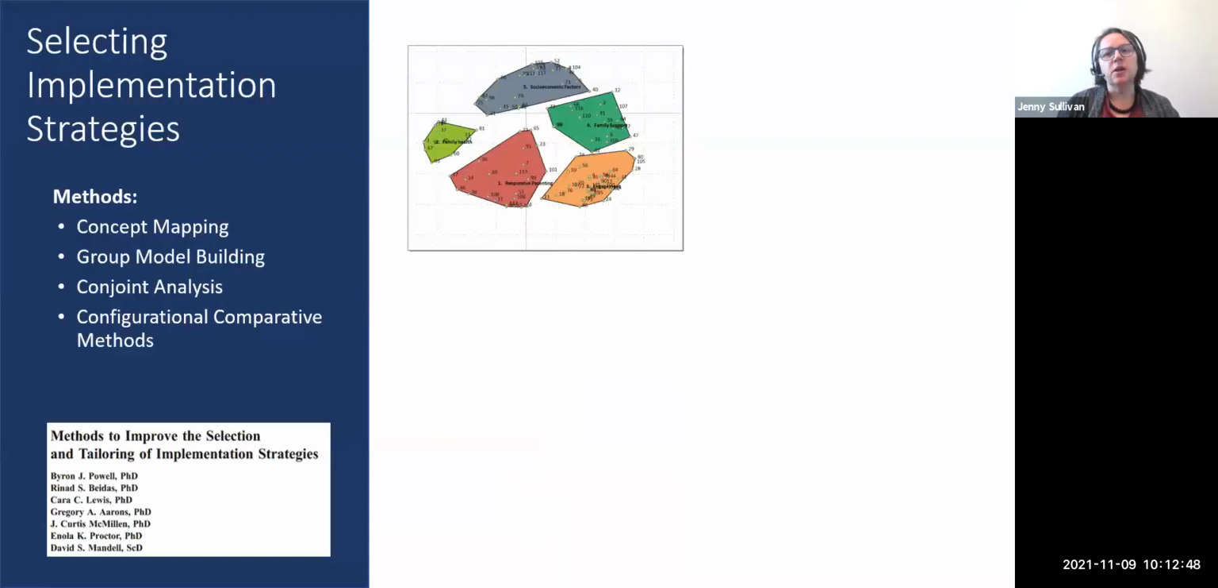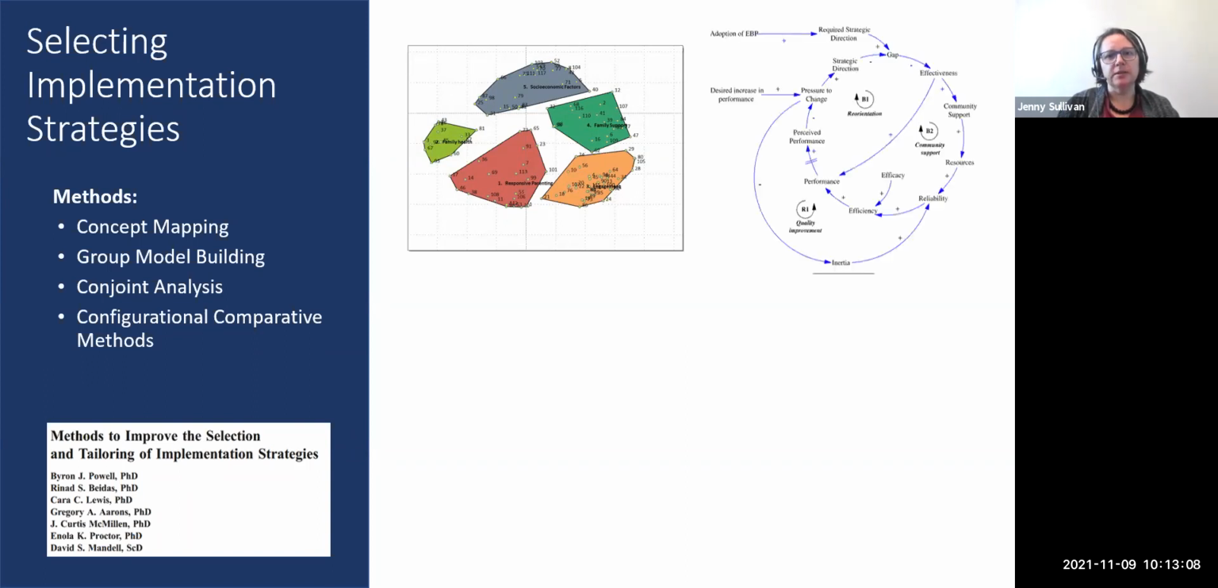There are also several other methods for selecting implementation strategies. I've included a screenshot of Byron Powell and colleagues' article, or at least the title, laying them out. In addition to concept mapping, which I already introduced very briefly, and you can see an image of here now, there is group model building, which is a system dynamics-based method involving engaging stakeholders and collaboratively developing causal loop diagrams that model these complex problems to identify opportunities and then strategies for improvement.